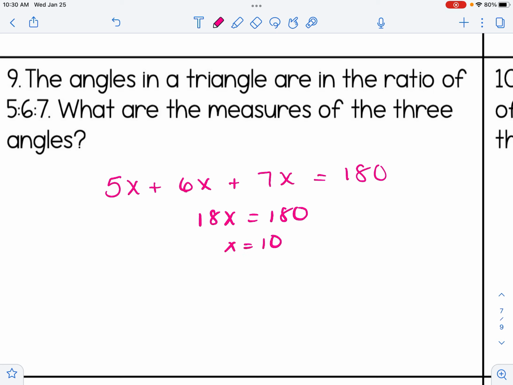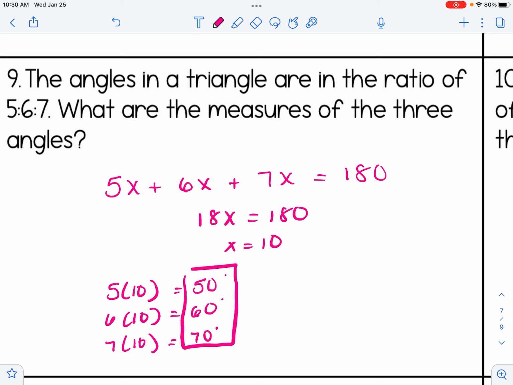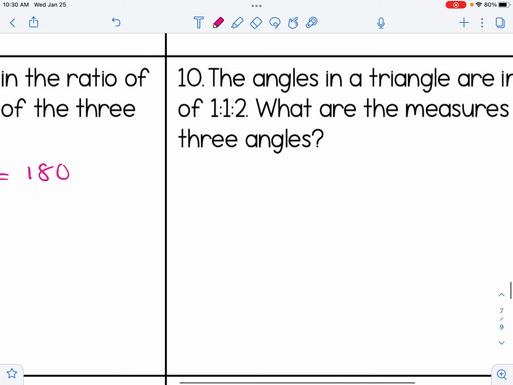So if I want to find the measures of the 3 angles, well, 5x, 5 times 10 is 50 degrees. 6x, 6 times 10 is 60 degrees. And 7 times 10 for the 7x gives me 70 degrees. And sure enough, 50, 60, and 70 does give me an interior angle sum of 180. All right, a few more questions on this.